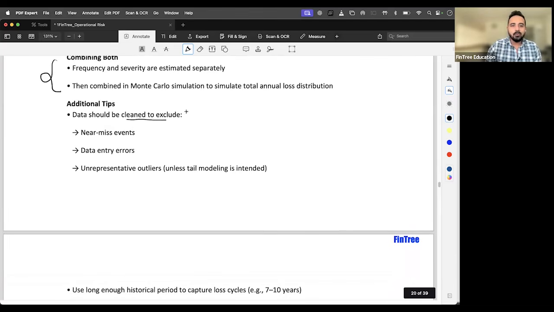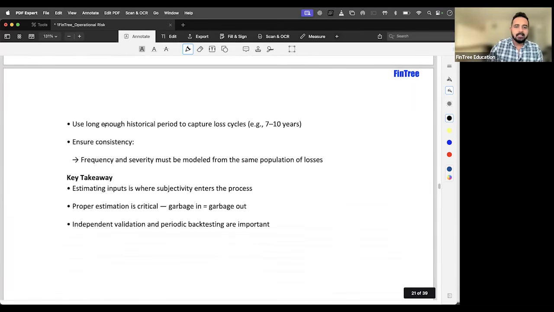Some additional tips. Data should be clean to exclude near miss events, data entry errors, unrepresentative outliers. Happened one time, but not expected to happen going forward. Remove those outliers. Use a long historical period, 7 to 10 years. Ensure consistency in how you're doing your maths.